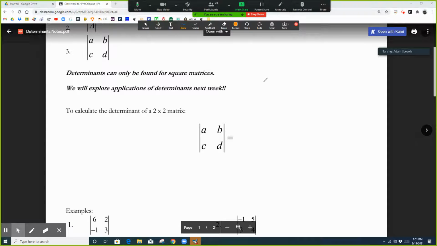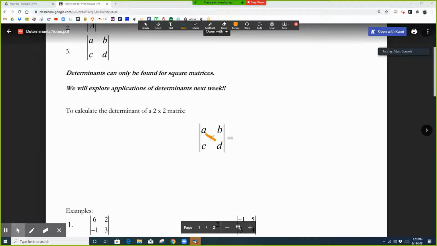It's pretty simple for a 2 by 2. You're going to take these two numbers, A and D, multiply them together, and then you're going to take B and C and multiply these two numbers together, and then subtract them. That's it. Now, A just refers to the number in the upper left of a 2 by 2 matrix. B is the number in the upper right. C would be here. D would be there. So A is first row, first column. B is first row, second column. C is second row, first column. D is second row, second column. And you do A times D minus B times C.